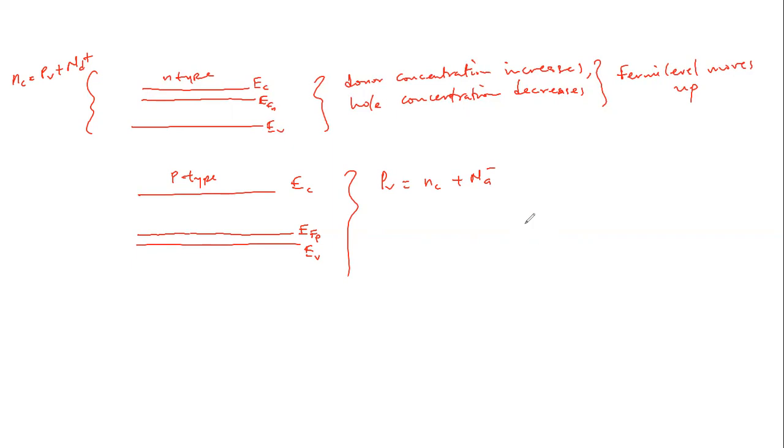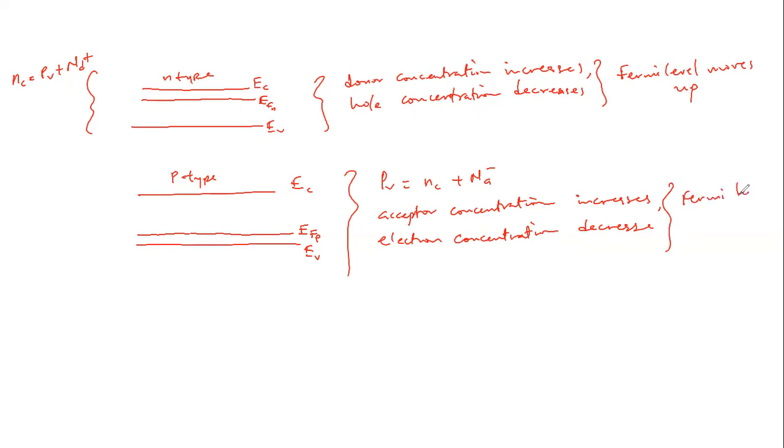So in this case, once we increase the acceptor concentration, as the acceptor concentration increases, then the electron concentration decreases, right? Electron concentration decreases. So the Fermi level, in this case, will move downward, right?